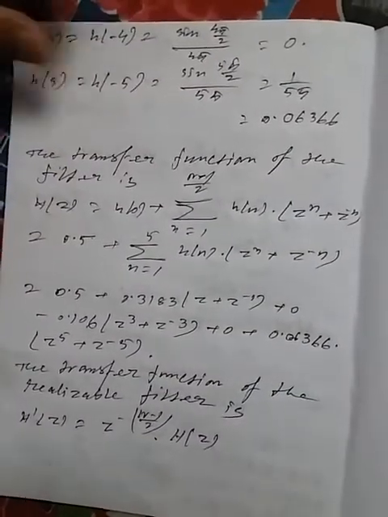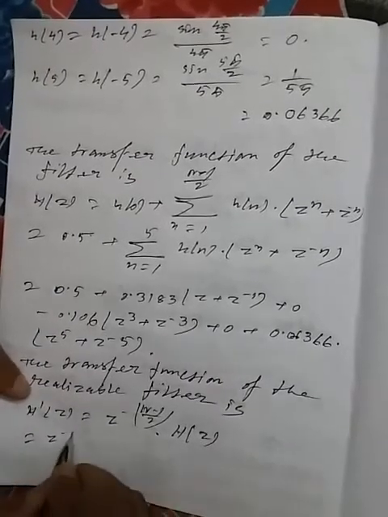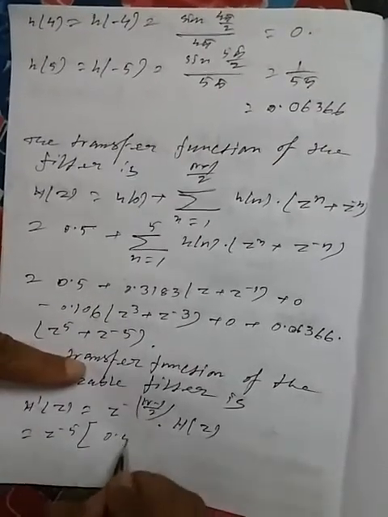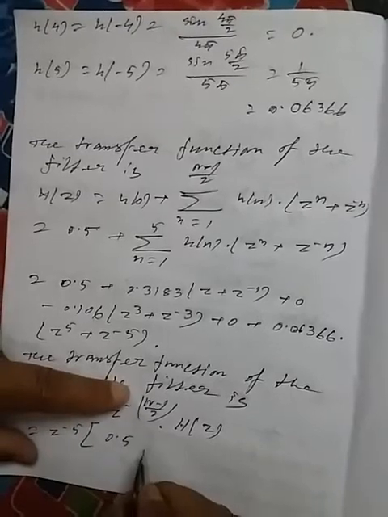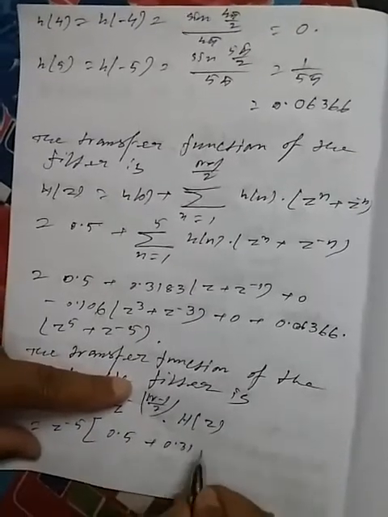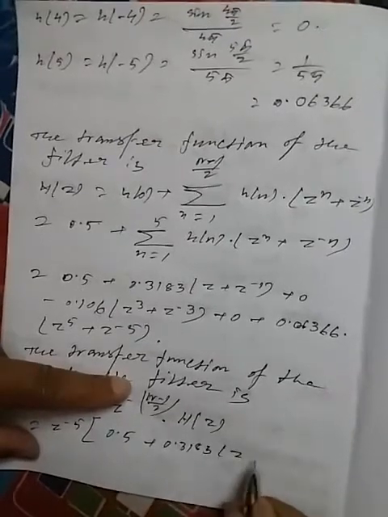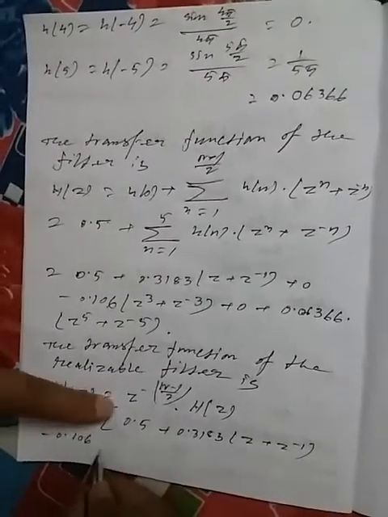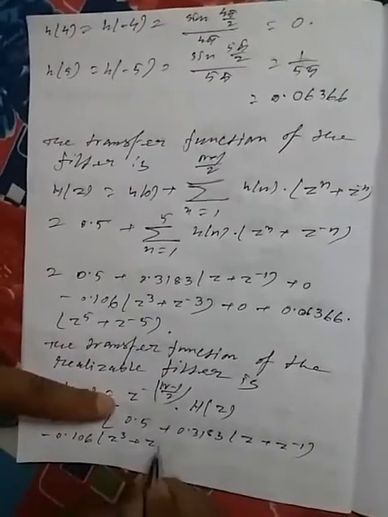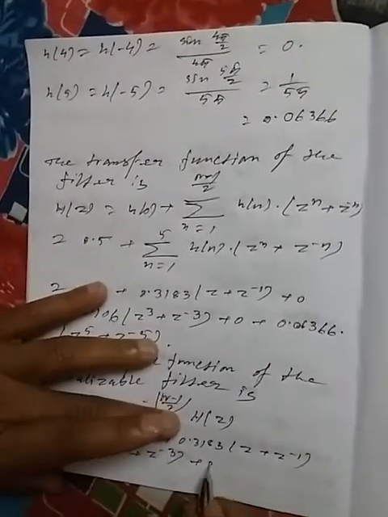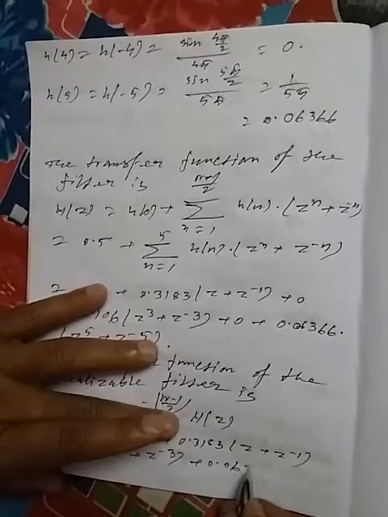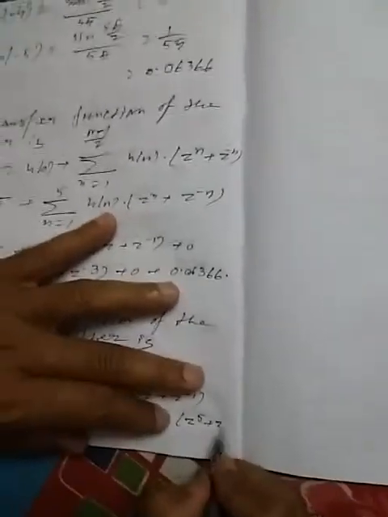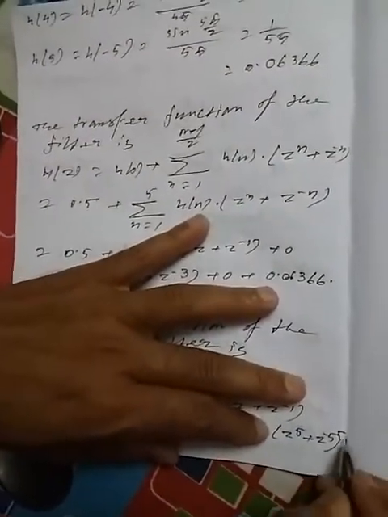So here, this will be z to the power minus 5 into this thing. Okay, so 0.5 plus 0.3183 into z plus z to the power minus 1, minus 0.106 into z cube plus z to the power minus 3, plus 0.06366 into z5 plus z to the power minus 5, this thing.